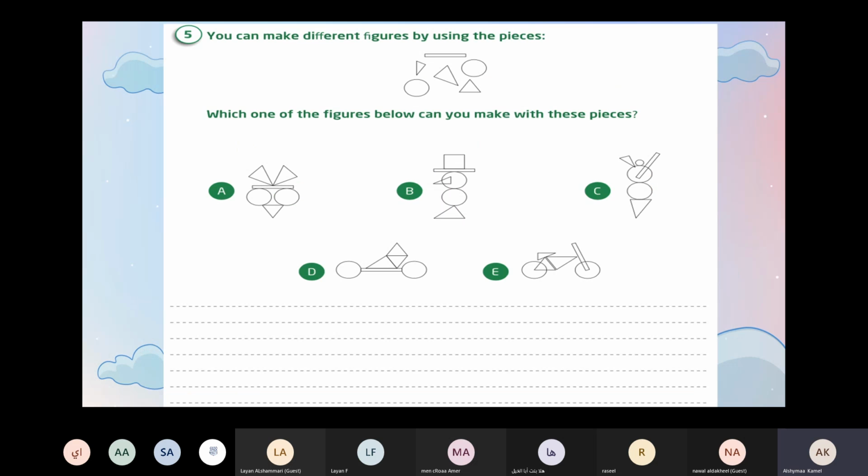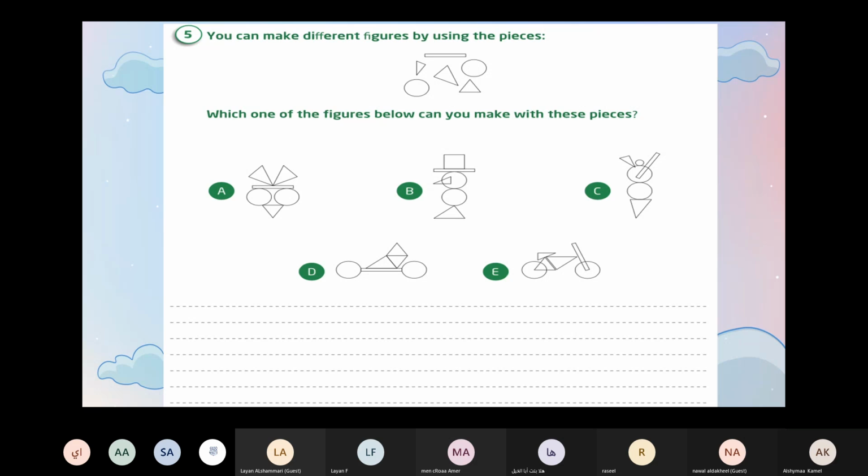Number 5. We can just count the white bars and the green parts. We don't count them all. It will make it easier.